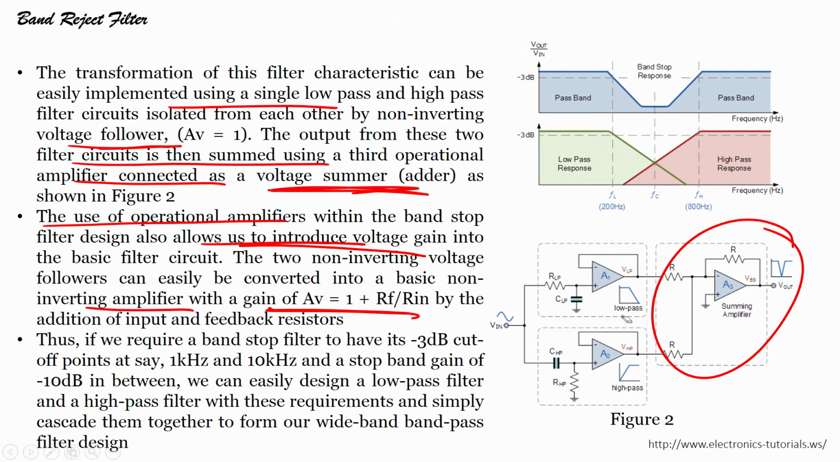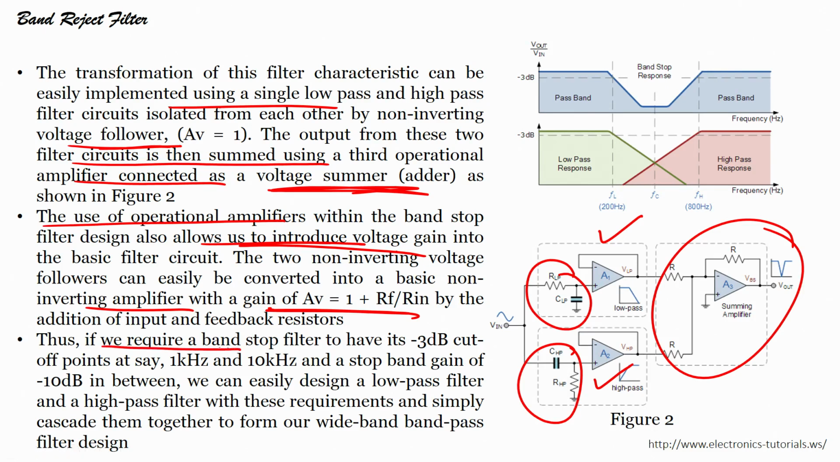We can introduce a voltage gain. Right now, both of these are unity gain amplifiers or voltage followers. This is my low pass filter, this is my high pass filter, but these are just voltage followers. Instead of a voltage follower, if I use a non inverting amplifier or an inverting amplifier, then I can easily tune my gain.